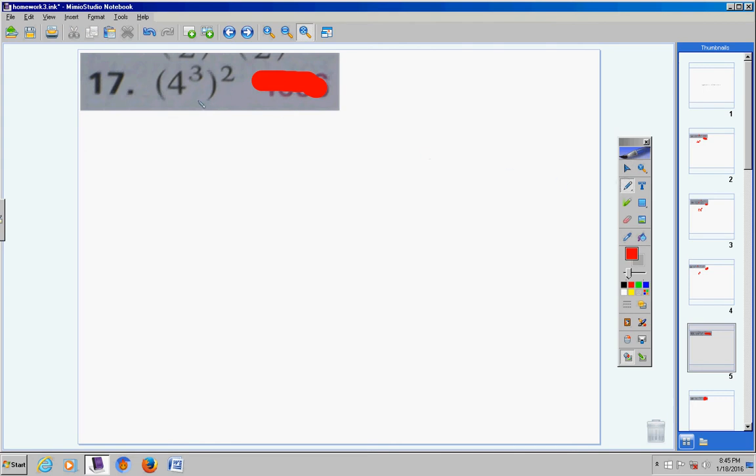Number 17. Now this problem here is an example. Notice we do not have 4 to the 3rd times 4 to the 2nd. In other words, we don't have two bases. We have one base with an exponent, and then the entire thing is being raised to another exponent. So we have a power being raised to a power. When that happens, you multiply the exponents. 3 times 2 is 6. Then with a calculator, you would type into your graph 4, then arrow, then 6, then enter, and you'll get 4,096.